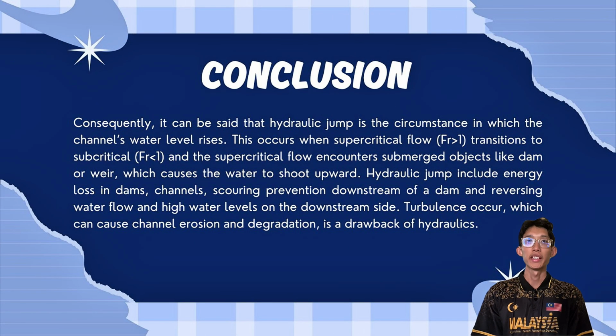Consequently, it can be said that hydraulic jump is a circumstance in which the channel water level rises. This occurs when supercritical flow, Froude number more than one, transitions to subcritical flow, Froude number less than 1, and the supercritical flow encounters submerged objects like a dam or weir, which causes the water to shoot upward.